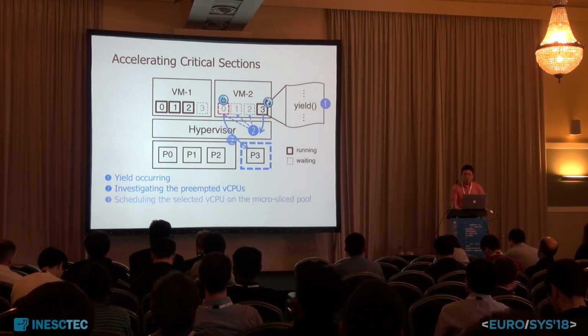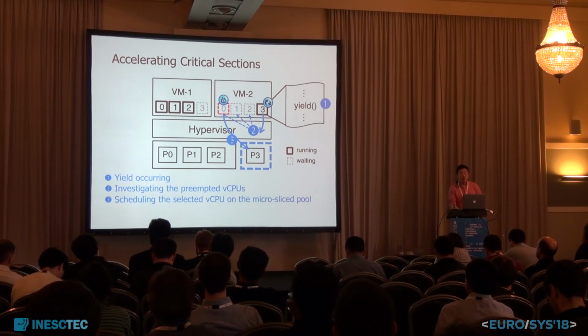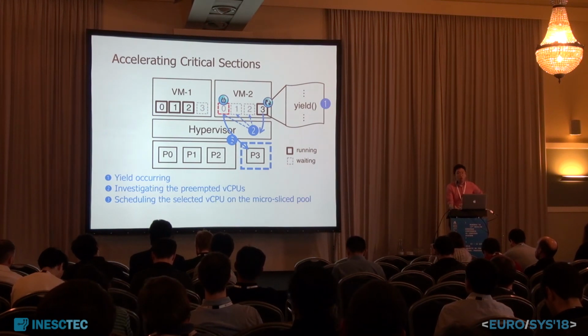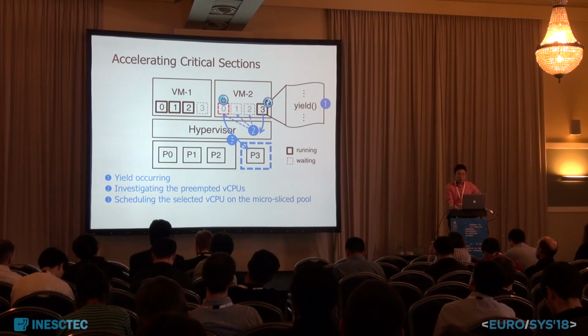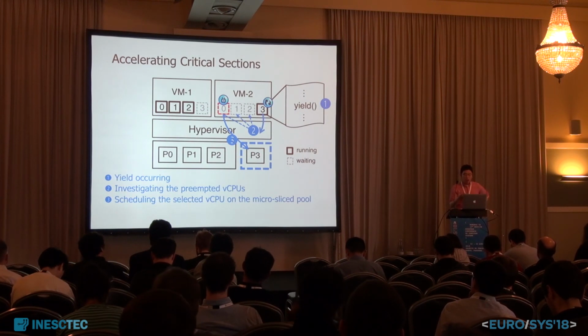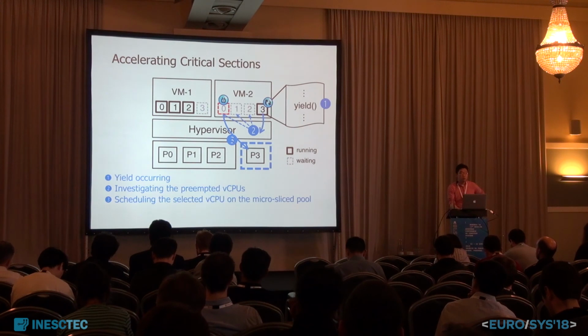Then, we wake up the virtual CPU 0 on the micro-sliced pool so that it can rapidly release the lock, so the virtual CPU 3 can acquire the lock within a short time. This is how our basic schemes work. Since the lock can be held by only a core, a single micro-sliced core would be sufficient.